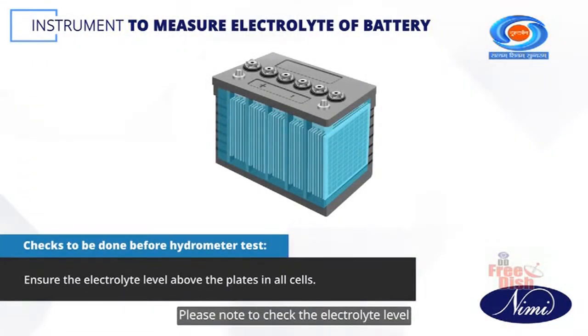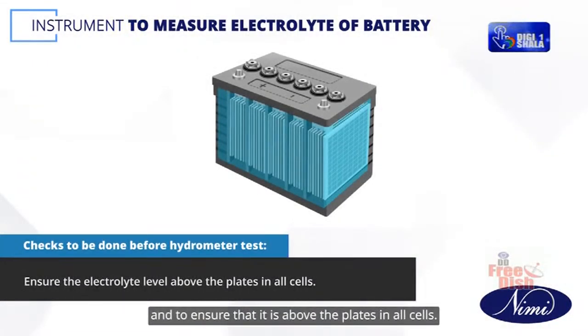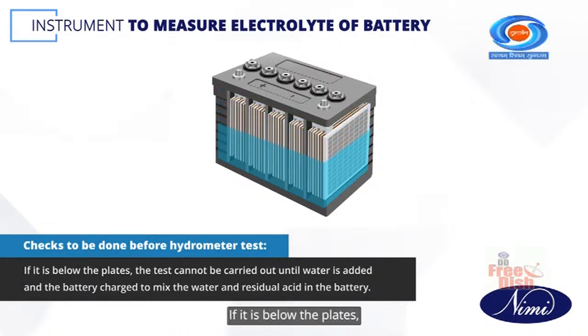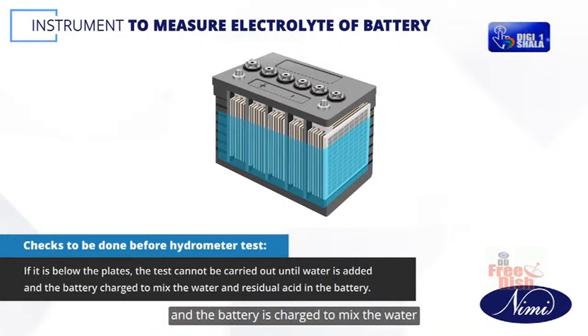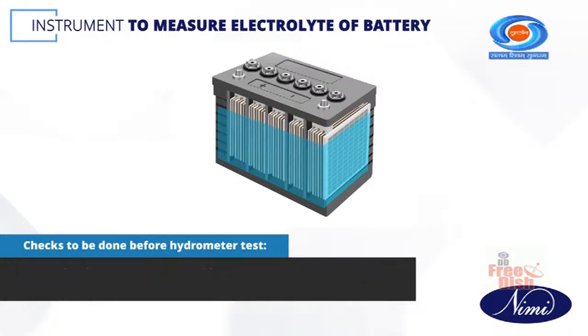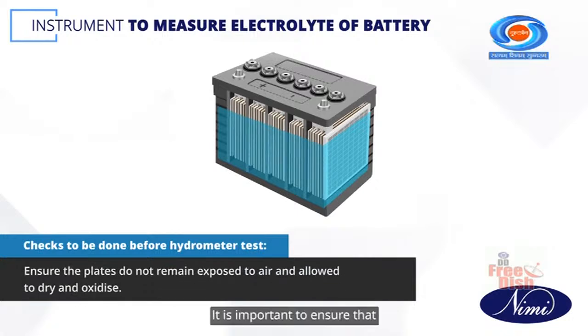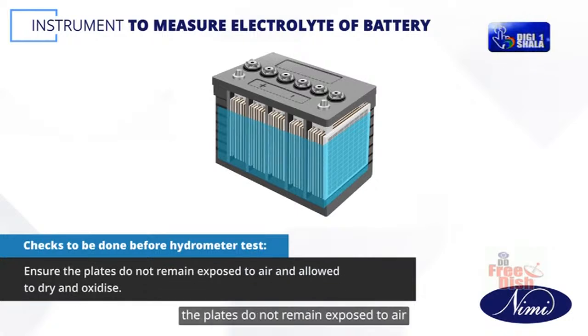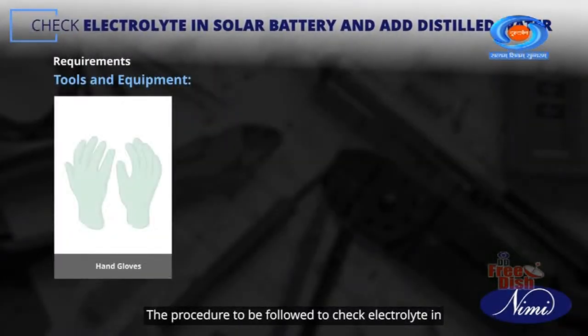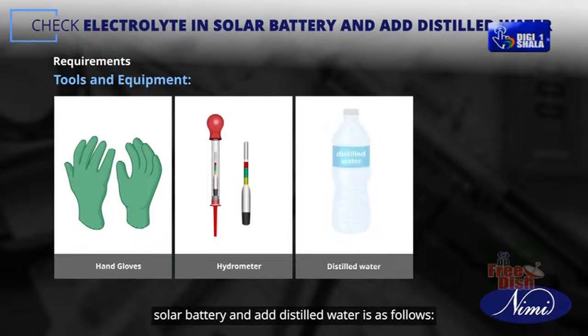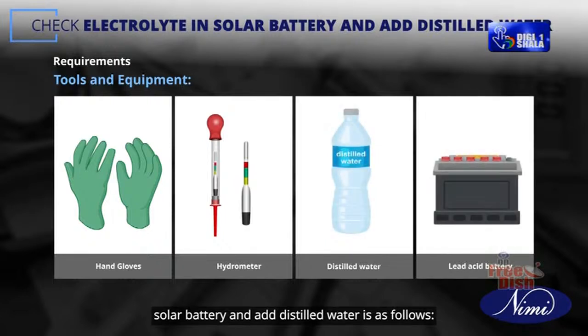Please note to check the electrolyte level and ensure that it is above the plates in all cells. If it is below the plates, the test cannot be carried out until water is added and the battery is charged to mix the water and residual acid in the battery. It is important to ensure that the plates do not remain exposed to air and are allowed to dry and oxidize. The procedure to be followed to check electrolyte in solar battery and add distilled water is as follows.